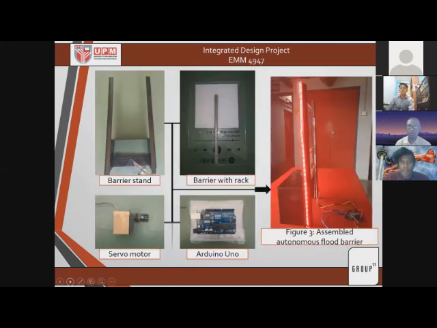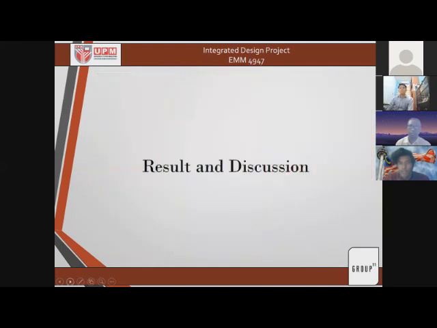Okay, this one is the prototype components and parts, which are a barrier stand, barrier with rack, servo motor, and Arduino Uno, and figure 3 shows the assembly of the autonomous flood barrier for our project. That's all for me. Thank you.